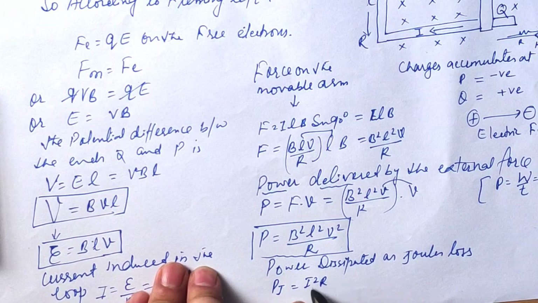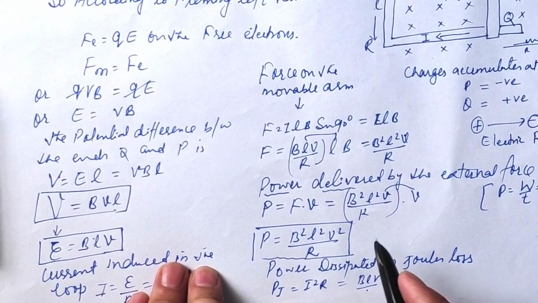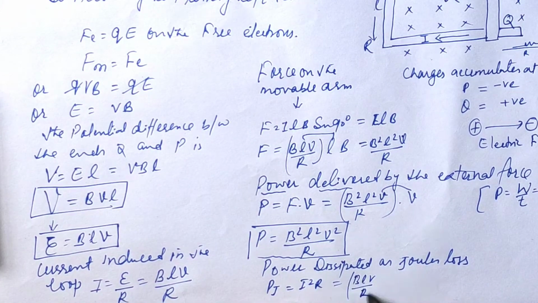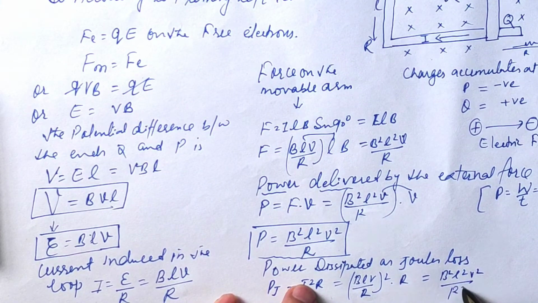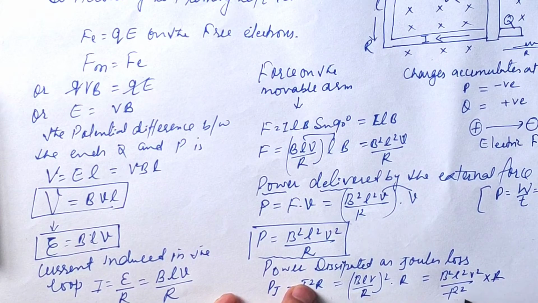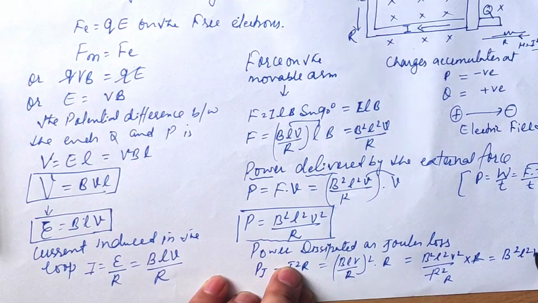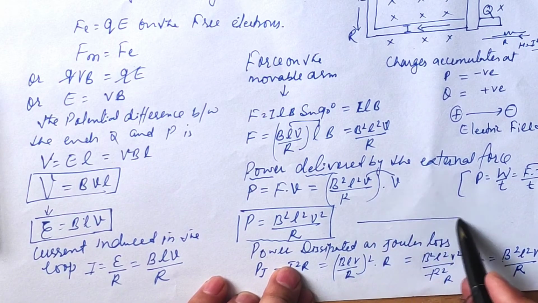The formula for power is I square R. So we will substitute the value of I. From this formula you can write the value of I, that is B L V by R. So here it is B L V by R, square, into R. You can see this formula: B square L square V square divided by R square into R. So R cancels out, only a single R remains. So B square L square V square upon R. The same equation we have just explained here.